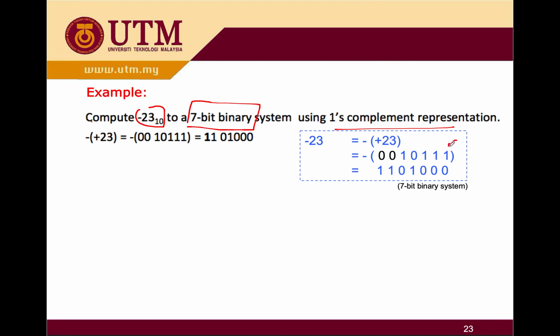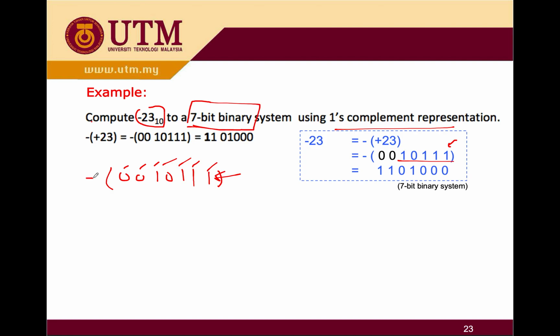So for 23, this is the value 0, 0, 1, 0, 1, 1, 1. 1, 2, 3, 4, 5, 6, 7. Because of what? This is 7-bit binary. I'm too lazy to calculate using the calculator. That's why I take it out from here.